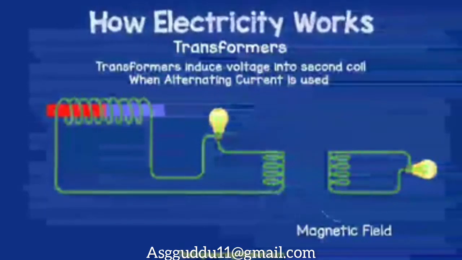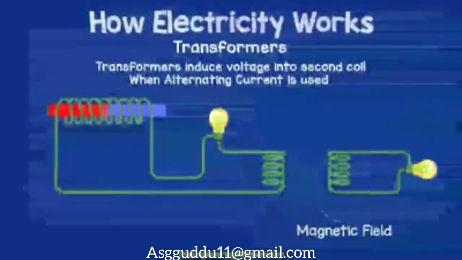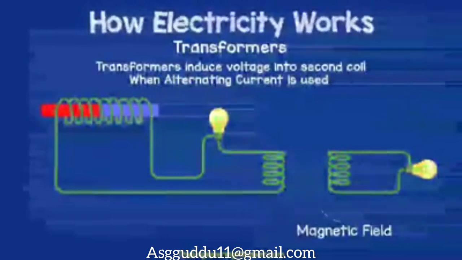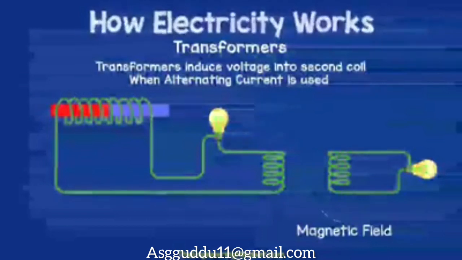Now what's important about the transformer is that we can increase or decrease the voltage between the primary and the secondary coils simply by changing the number of coils on either side. Again, this is a subject all by itself, so we'll cover this in a more advanced video later on.